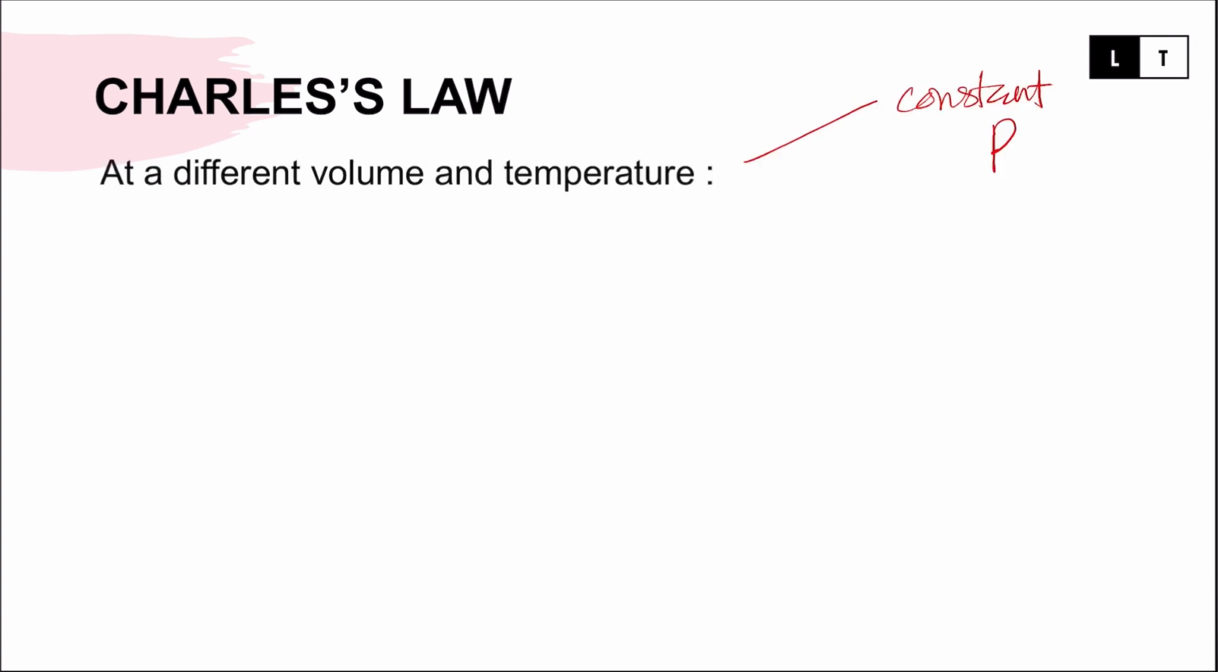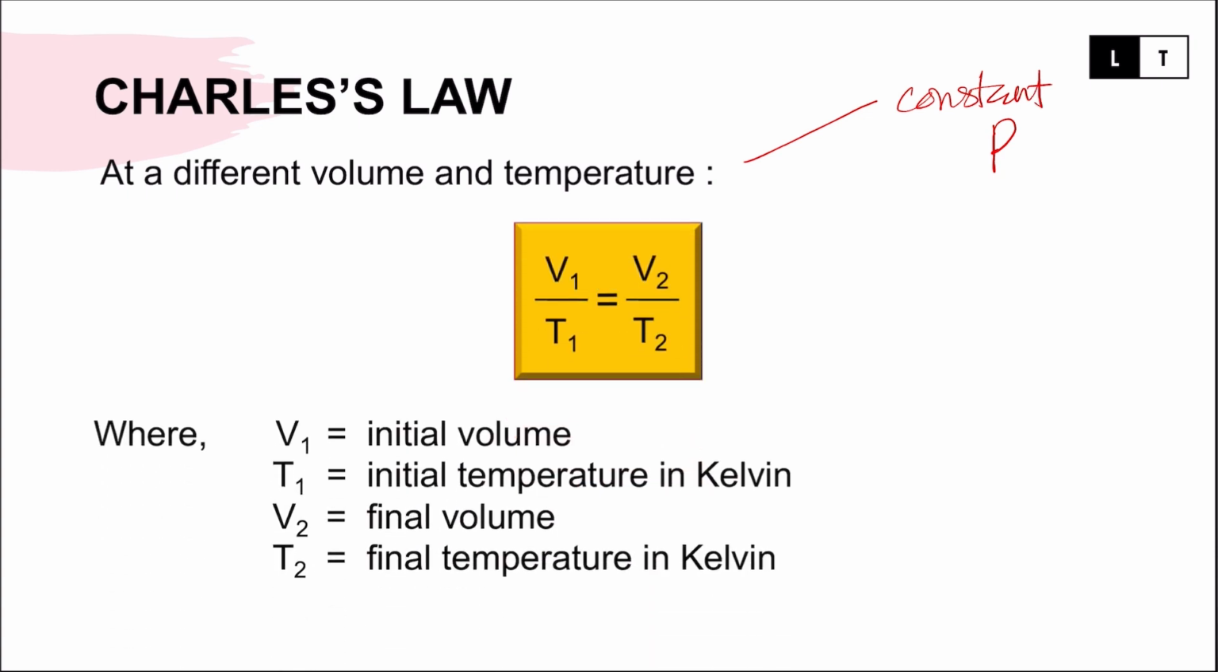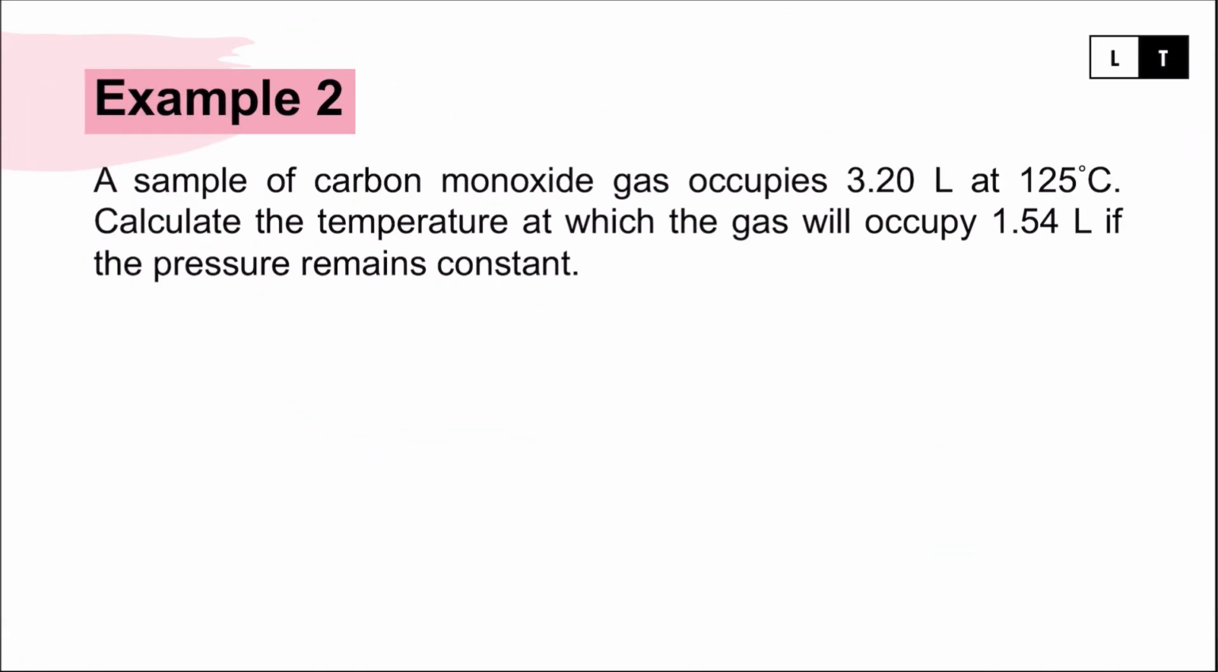So Charles' law, apabila kita tahu dia relate dengan volume and temperature at constant pressure, maknanya kita boleh relate antara dua parameters ini. V1 over T1 equals to V2 over T2. But don't forget, your temperature must be in Kelvin. So, kena convert apabila awak dapat temperature in degree Celsius. So, let's try example 2.